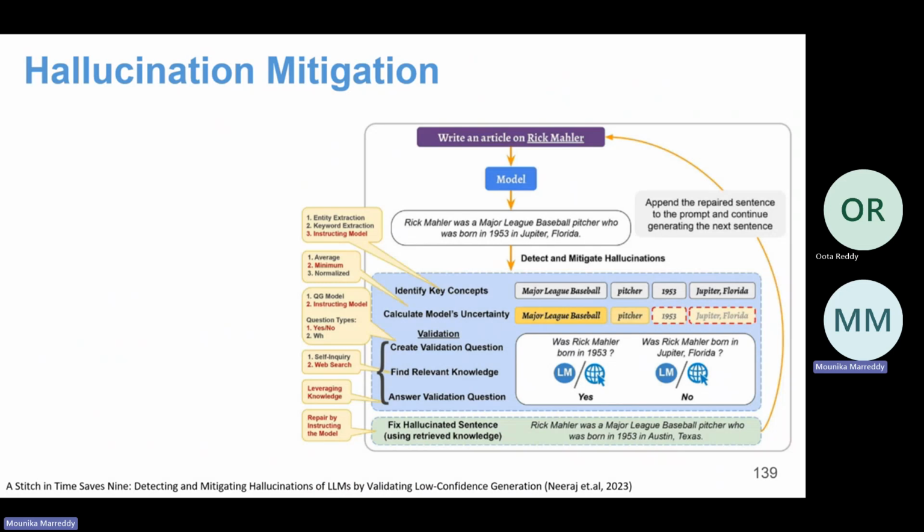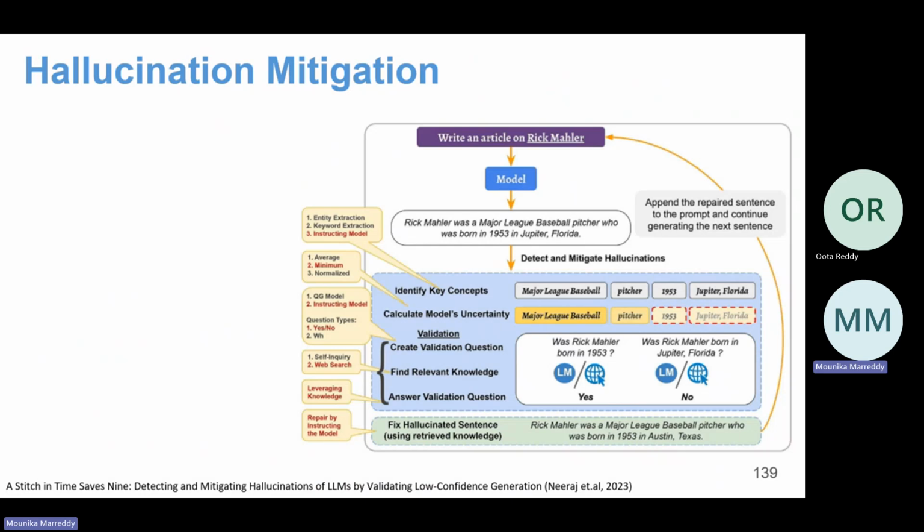Then we calculate the model's uncertainty on them and validate the correctness of uncertain concepts by retrieving relevant knowledge. It's like a RAG based approach. Using the existing knowledge, we will say whether each fact is correct or not. So we repair the hallucinated sentences using the retrieved knowledge as evidence. Finally, we append the repaired sentences to the input and continue generating the next sentence.